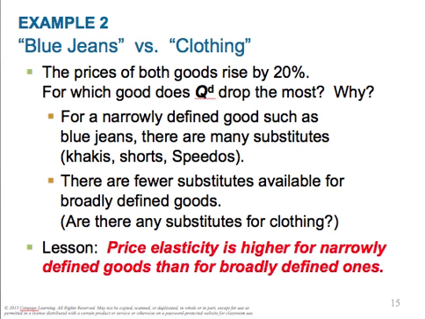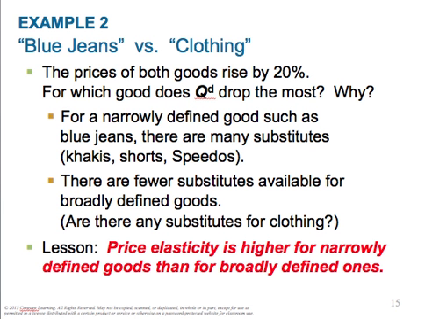Example 2, blue jeans versus just clothing. The price of both goods rise by 20%. For which good does quantity demanded drop the most and why? For a narrowly defined good such as blue jeans, there are many substitutes. Khakis, shorts, Speedos, hopefully not in my class, but whatever. Whatever floats your boat, folks. However, there are fewer substitutes available for broadly defined goods. Just clothing in general. There's really, especially in my class, no alternative to not wearing clothes. Are there any substitutes for clothing? Not really.